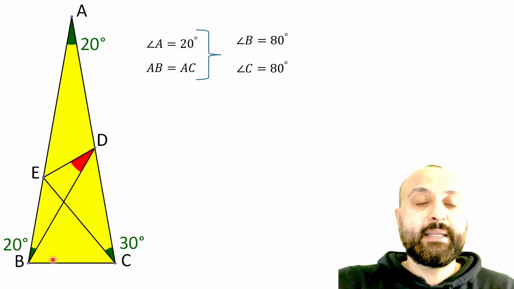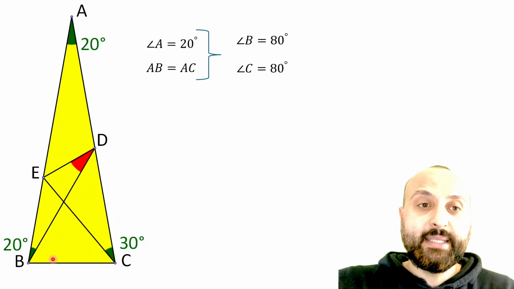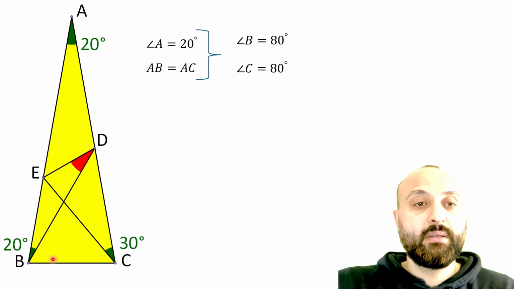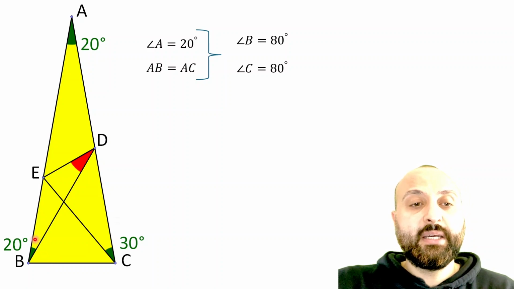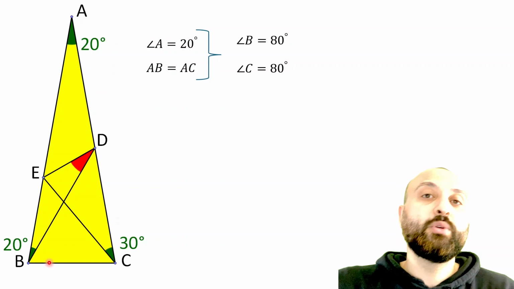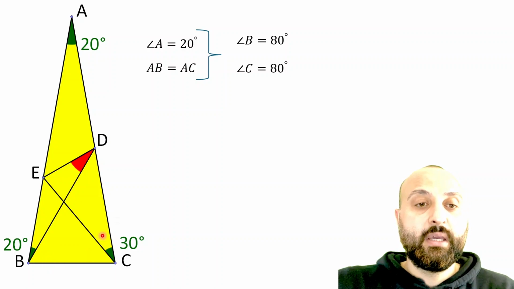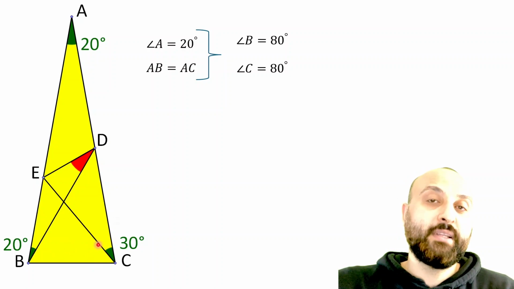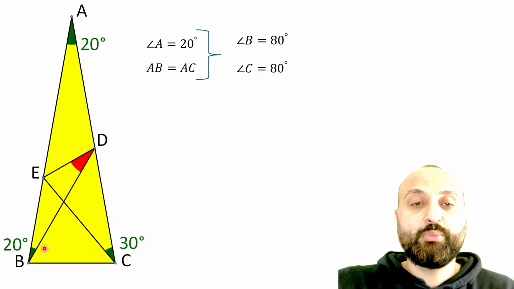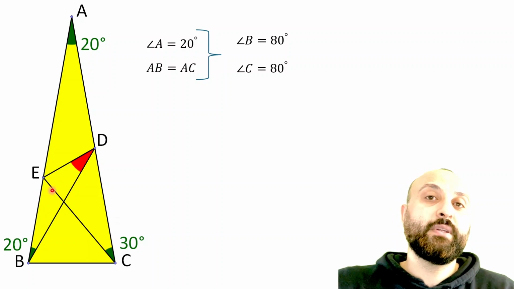Because this angle B is 80 degrees, and right now we know that here is 20 degrees, this one will be 60 degrees. This is also 80 degrees and this is 30, so that means this part ECB is going to be 50 degrees. So this is 50. This B angle is 80. 50 plus 80 is 130. That means this angle will also be 50 degrees.